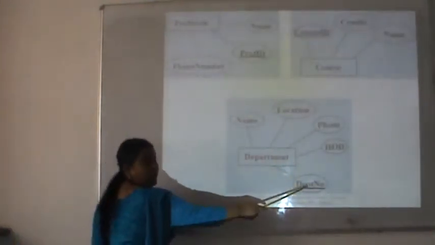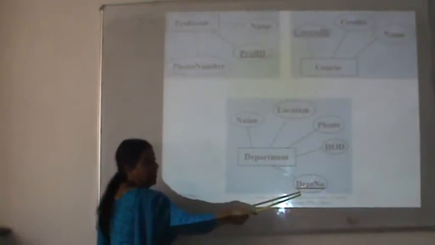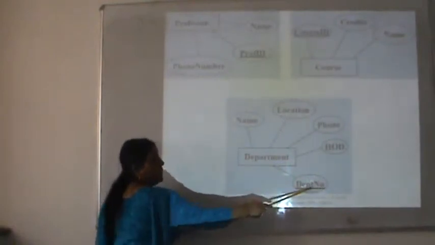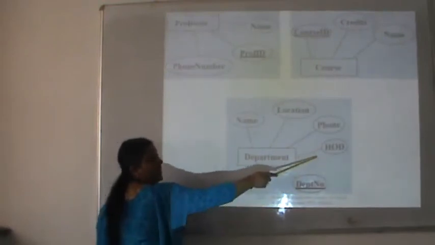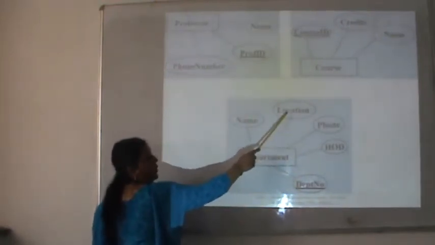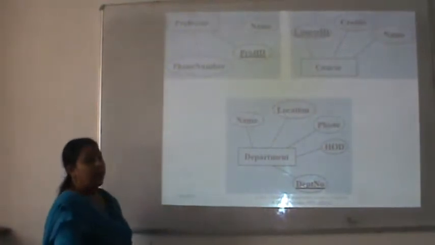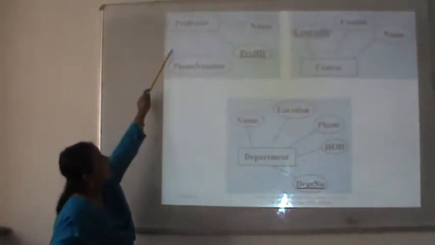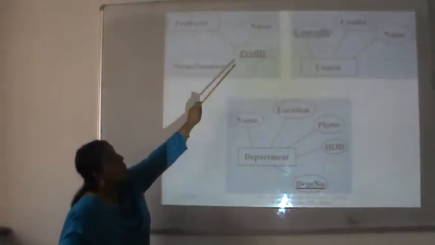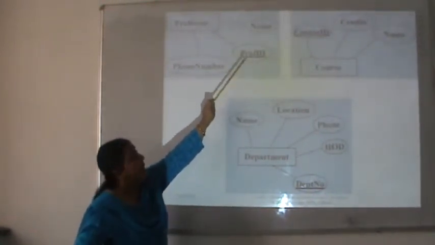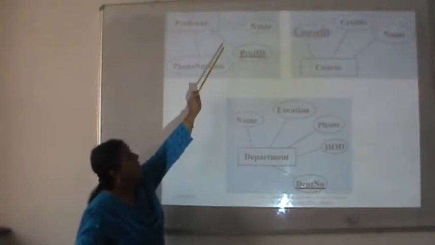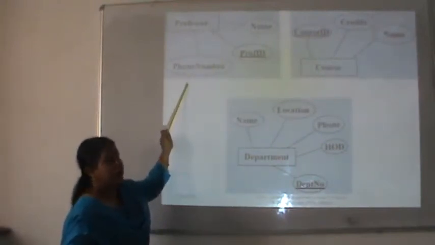Department has got a department number, and since this department number is unique, it becomes our key attribute. It is underlined here. Department has an HOD, phone number, location, and name. Similarly, a professor entity is identified by the professor ID. Since it is unique, it's the key attribute. Professor will have a name and a phone number.